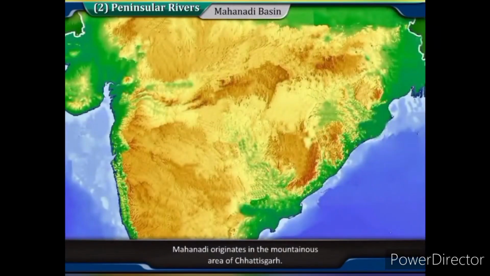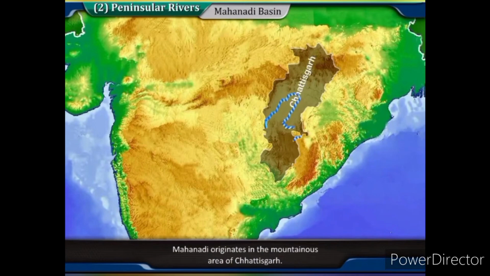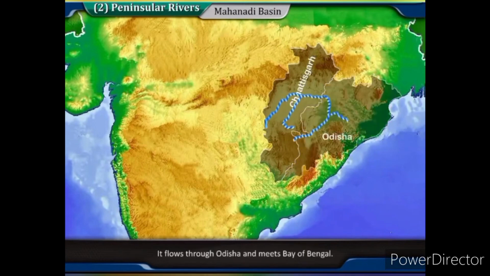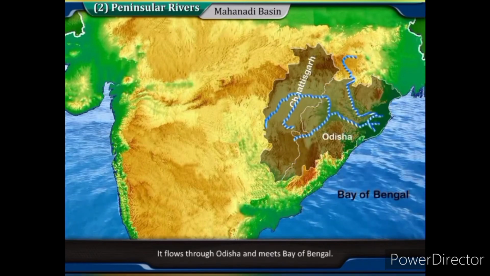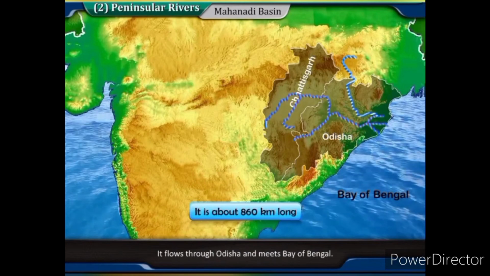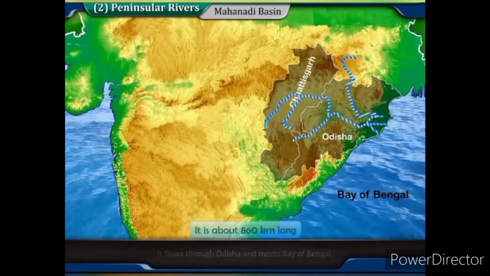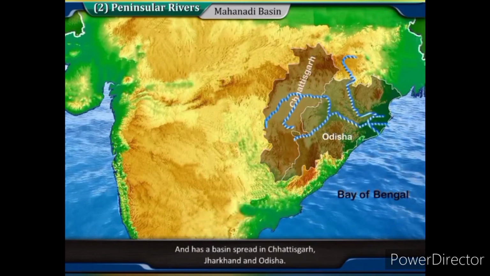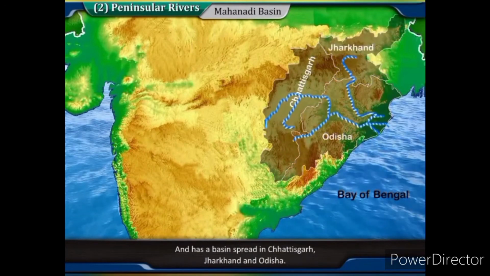Mahanadi originates in the mountainous area of Chhattisgarh. It flows through Orissa and meets the Bay of Bengal. It is about 860 kilometers long and has a basin spread in Chhattisgarh, Jharkhand and Orissa.